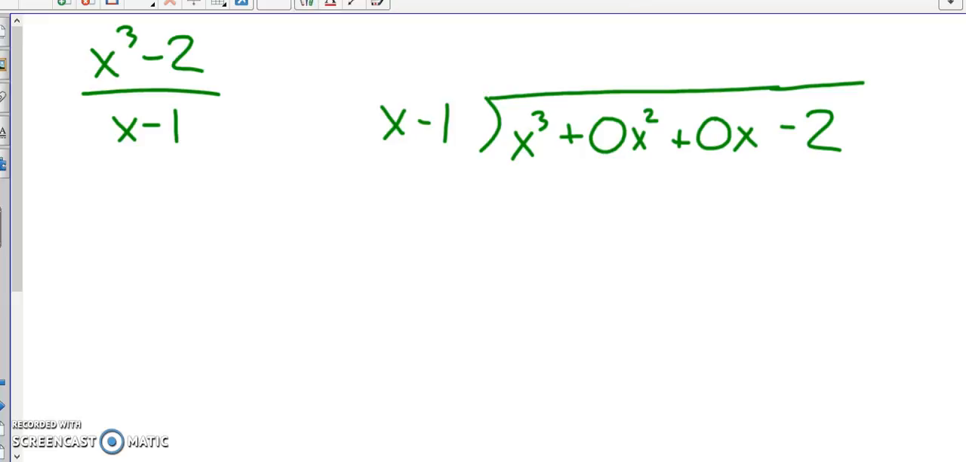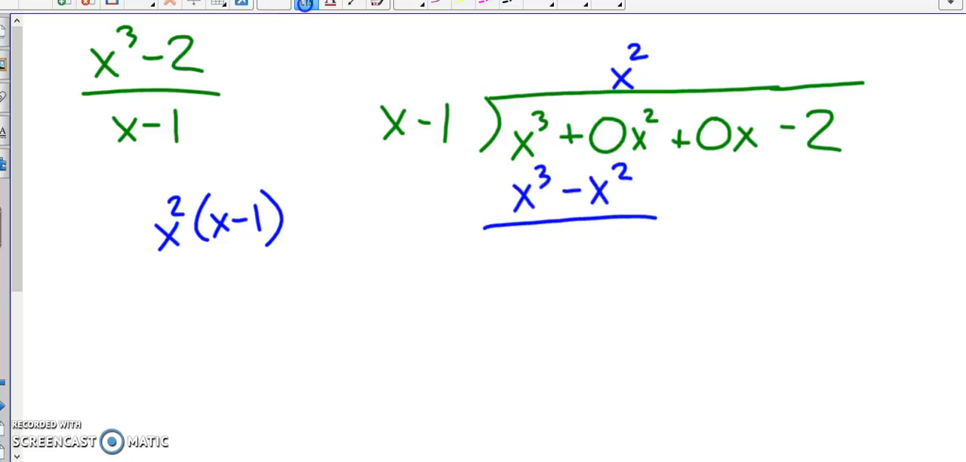All right. So at this point, again, I'm going to look at x. I'm going to look at x cubed. I'm going to say, okay, what do I have to multiply x by to get x cubed? The answer, of course, would be x squared. I'm going to write that here. So I'm going to say x squared times x minus 1. That would, of course, be x cubed minus x squared. Change the signs and add. Notice I get x squared.